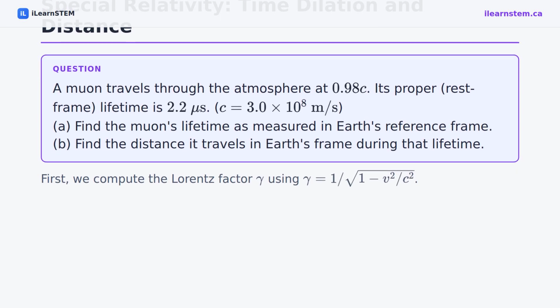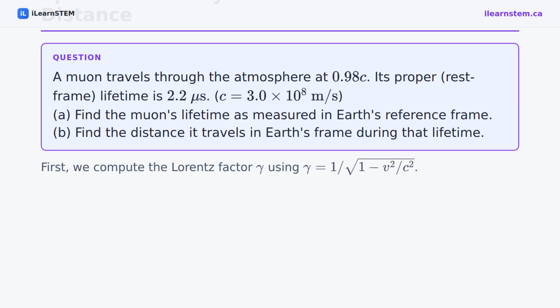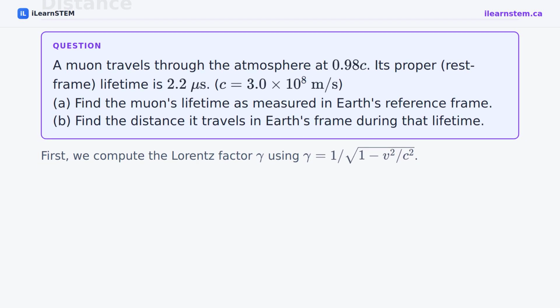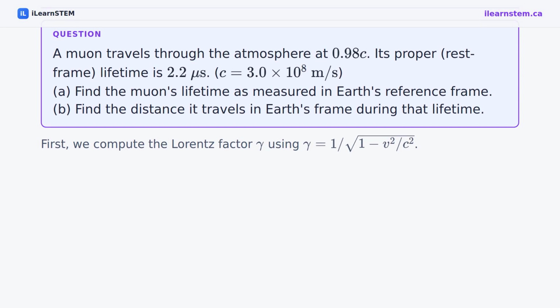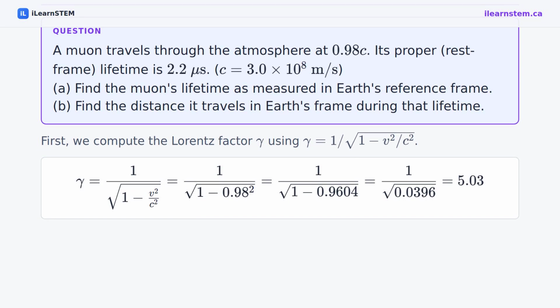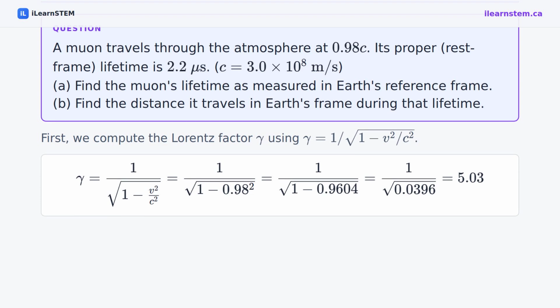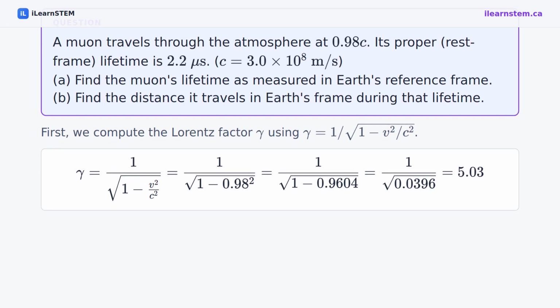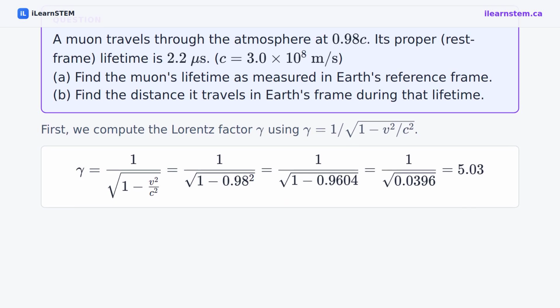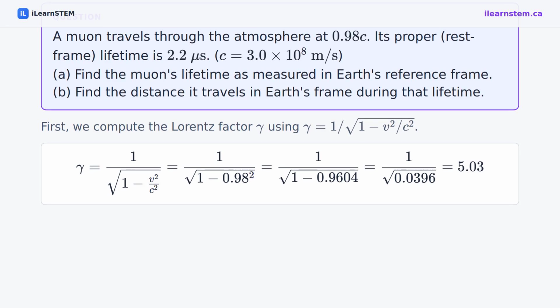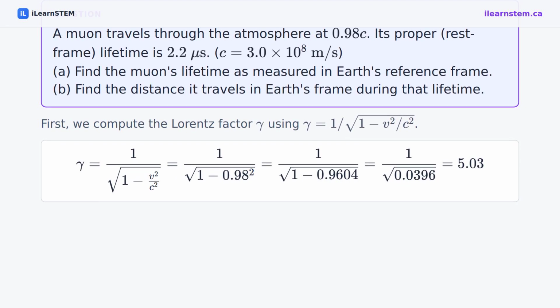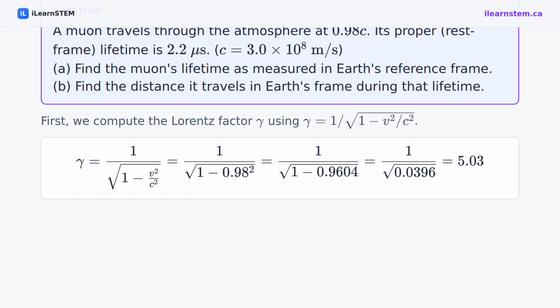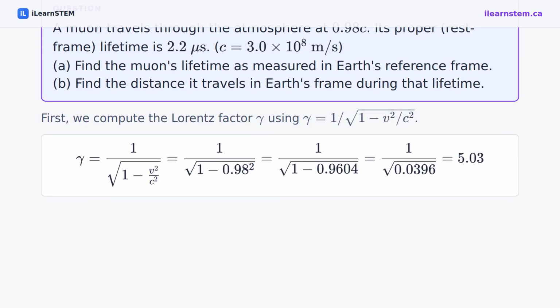First, we compute the Lorentz factor gamma using the formula gamma equals 1 over the square root of 1 minus v squared over c squared. V over c is 0.98, so v squared over c squared is 0.9604. 1 minus that is 0.0396. The square root of 0.0396 is about 0.199, and 1 over that is approximately 5.03.